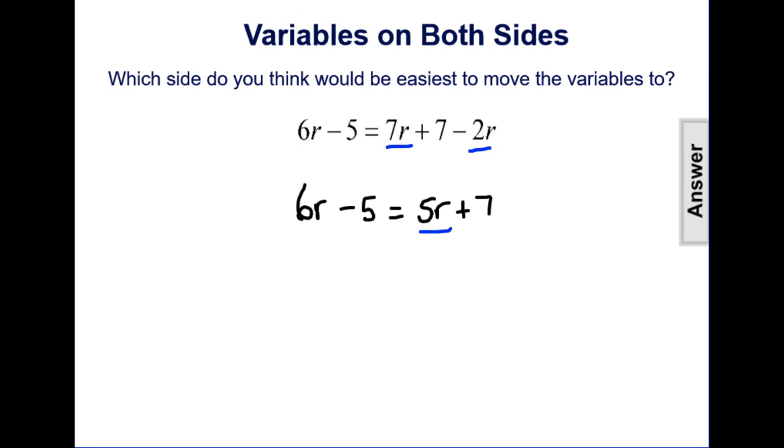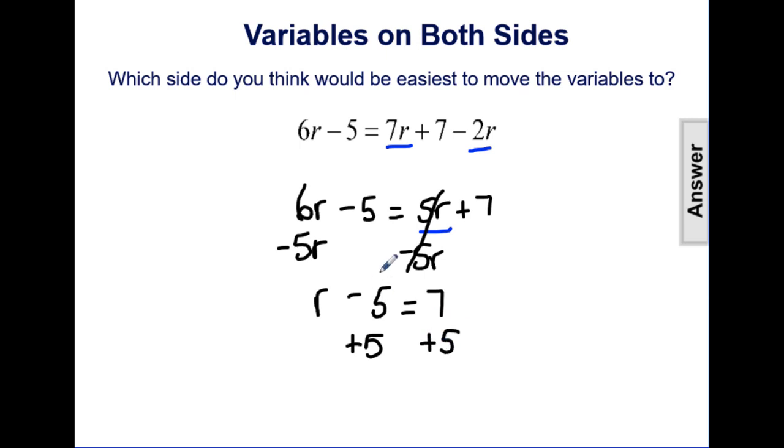Now, looking at this equation, which side do you think it would be easiest to move the variables to? So here, I believe it would be easier to subtract 5r because that would give us a positive 1 coefficient of r instead of a negative 1 if we subtracted the 6r. So then we will add 5 to both sides, which undoes subtracting 5, to have our answer, r equals 12.